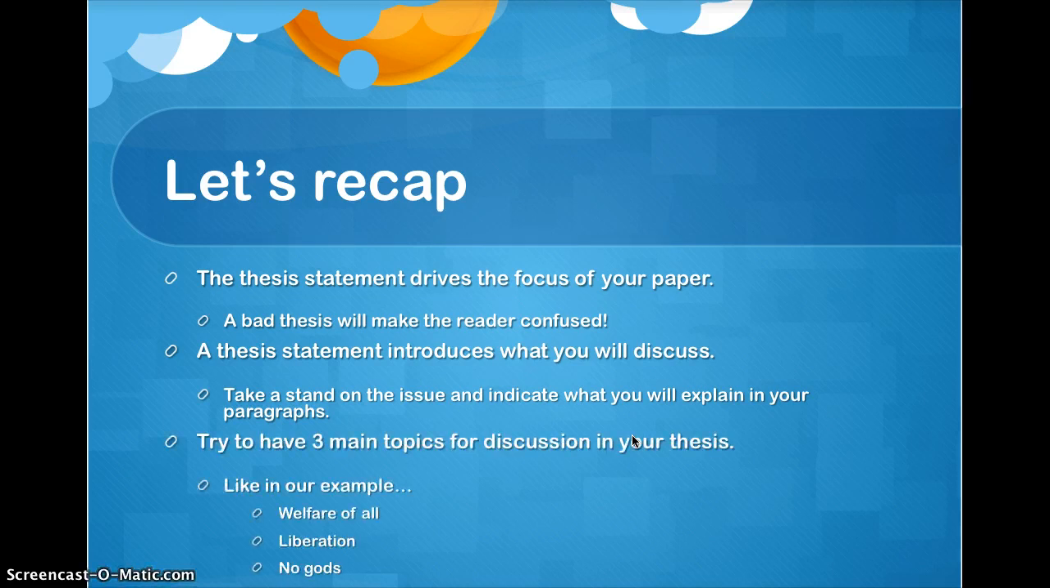So you need to try to have 3 main topics one more time. Obviously I'm hitting on this a lot, so you need to pay attention. Like in our example, I said they wanted welfare for all, they wanted liberation, and they have no gods. These are the 3 parts of my paper. What I would expect to see if I actually wrote it was an introductory paragraph with my thesis statement as the last sentence. I'll have 1 short paragraph on the concept of welfare, 1 short paragraph on liberation, and 1 short paragraph on why they have no gods. And then a conclusion. So my paper would be 5 small paragraphs, all explaining the concept of Jainism.